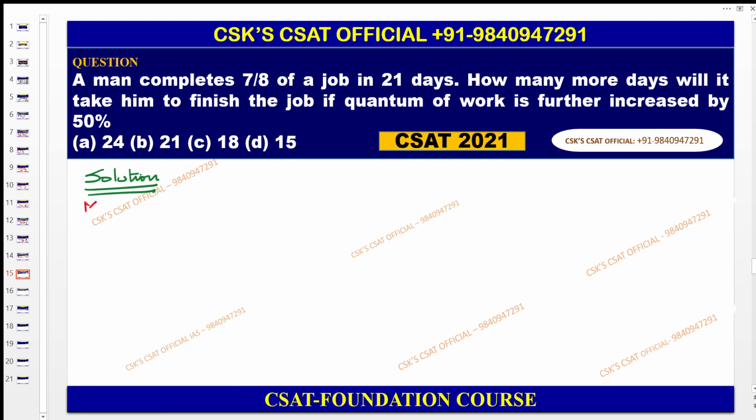So okay, let us move on with method 1 here. Now read the question very carefully. A man completes 7/8 of the job in 21 days. How many more days, please remember the word more days, will it take him to finish the job if the quantum of work is further increased by 50%? Work is increased by 50%.